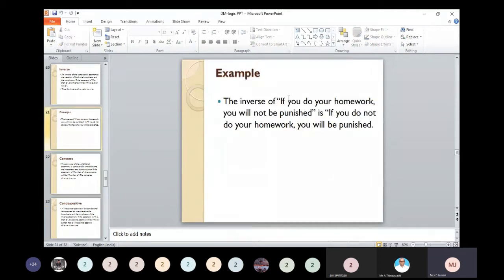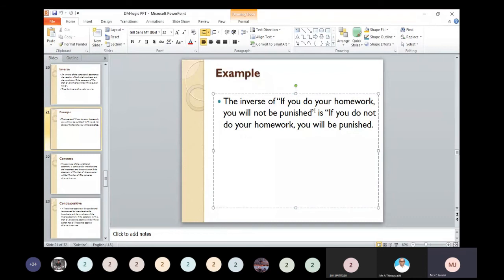Given statement. So the statement is, if you do your homework, then you will not be punished. Now this is your given statement. Can you write the inverse for this statement? And you have to find what? Negation. So negation of what is the hypothesis? You do not do your homework. And this is P, the hypothesis.